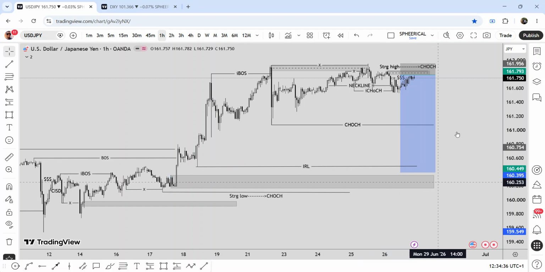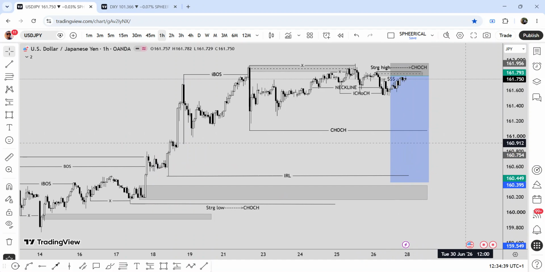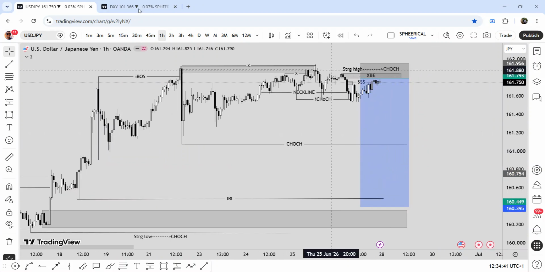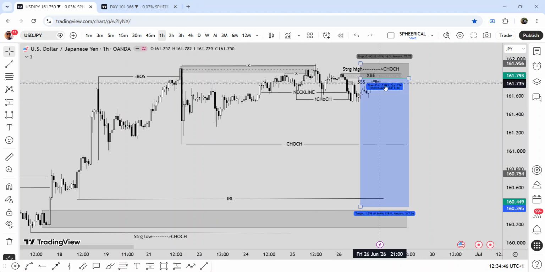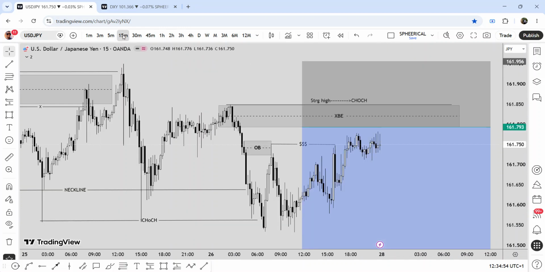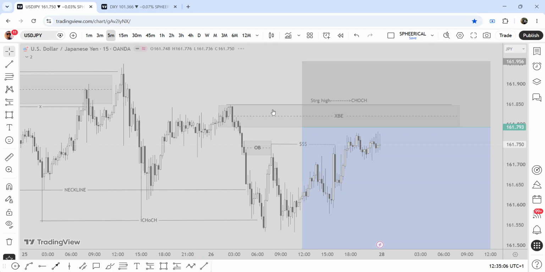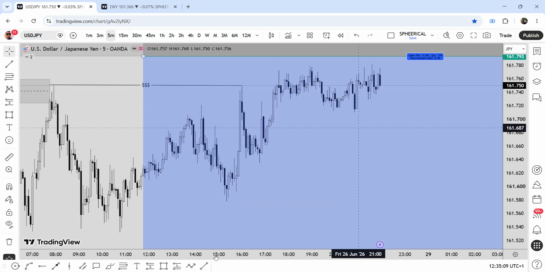But you knew that I said DXY is going to be a bit strong, so we still need to be cautious about this. If the market enters inside this zone and we don't see a clear, proper change of character in 5 minutes, we are not going to take this trade. Let me show you what I'm expecting to see. If I see it, I will know that I'm going to sell USDJPY. If I don't see that, I will not take it.